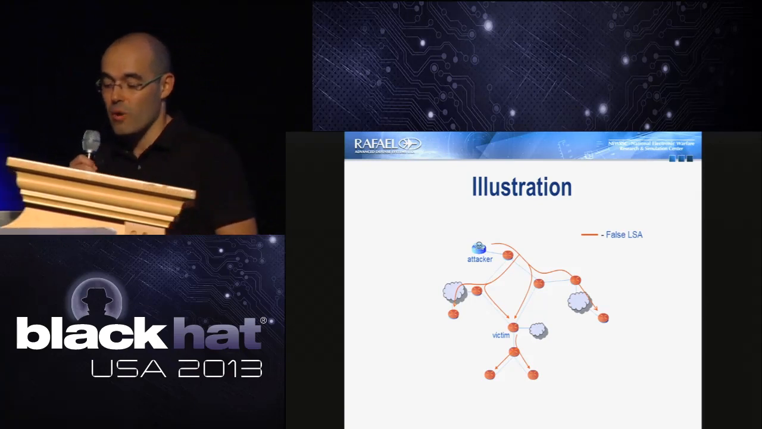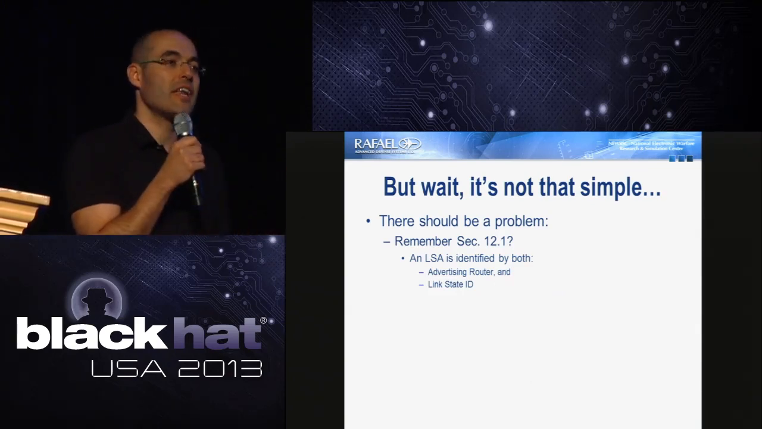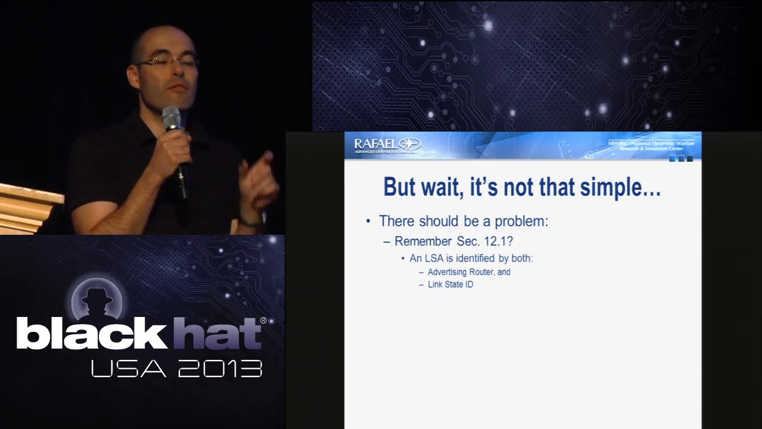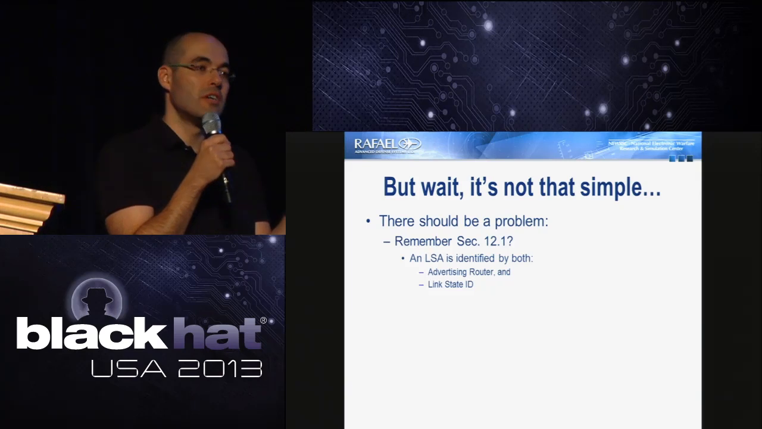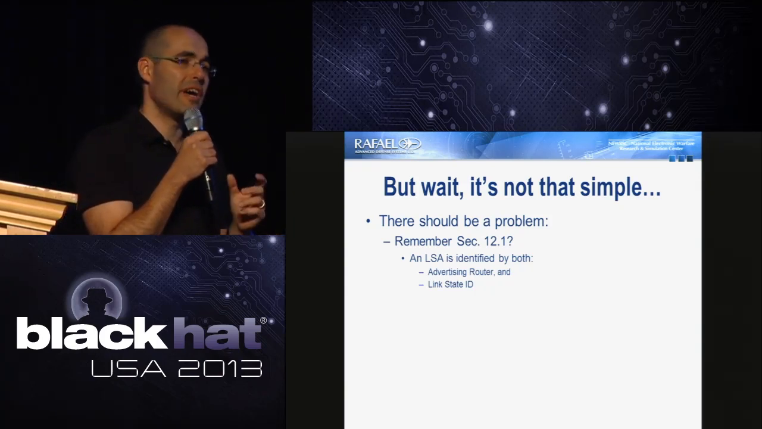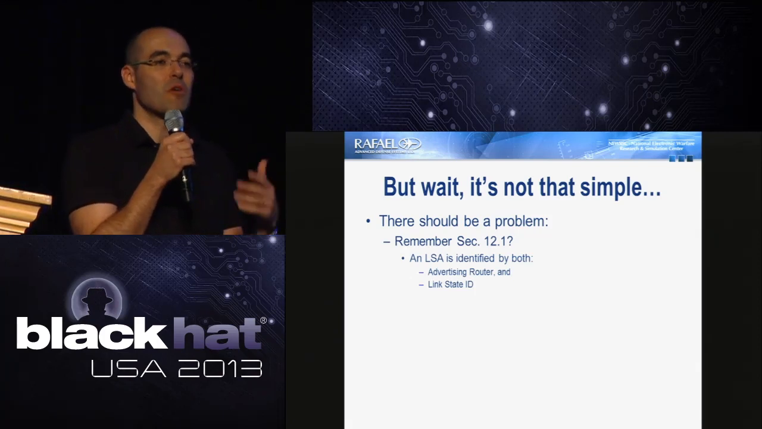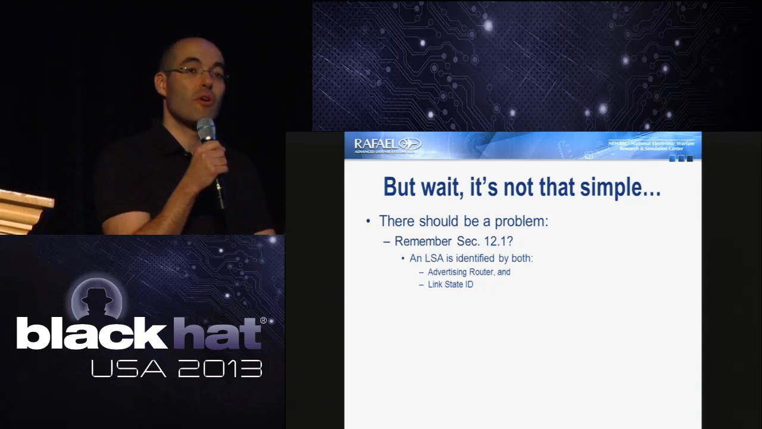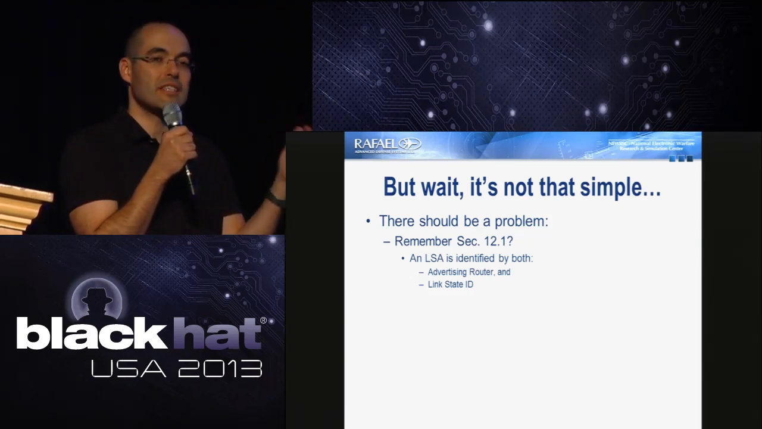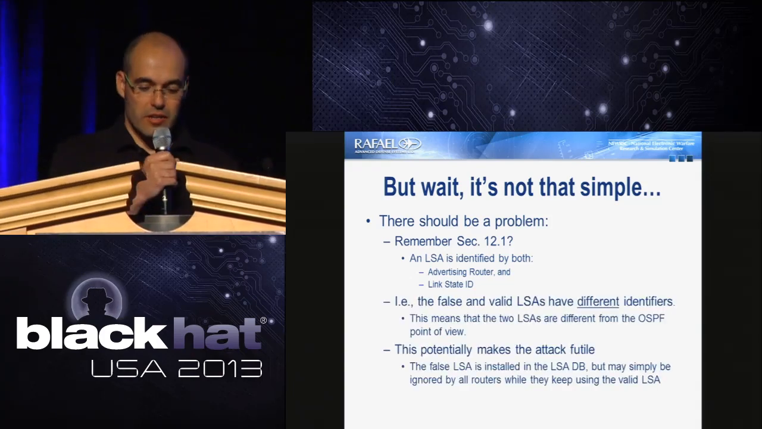Now, it's simple enough. However, it's not that simple. We have a problem here. Remember section 12.1 of the RFC? An LSA is identified by both fields, link state ID and advertising router. This means that the false LSA we just advertised has a different identifier than the valid LSA, the actual correct LSA of the victim router, because they differ in the advertising router field. So, indeed, the attacker managed to send out a false LSA, and we did manage to avoid the fightback, but it seems that the attack is futile because we have managed to falsify an LSA that does not really belong to the victim, because they have different identifiers. Okay, and this is what I just said.